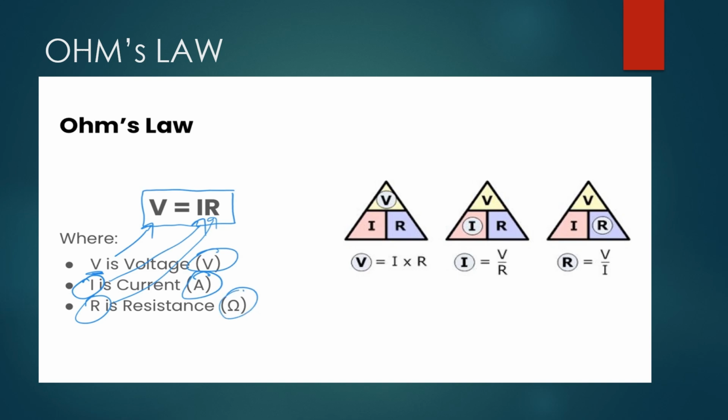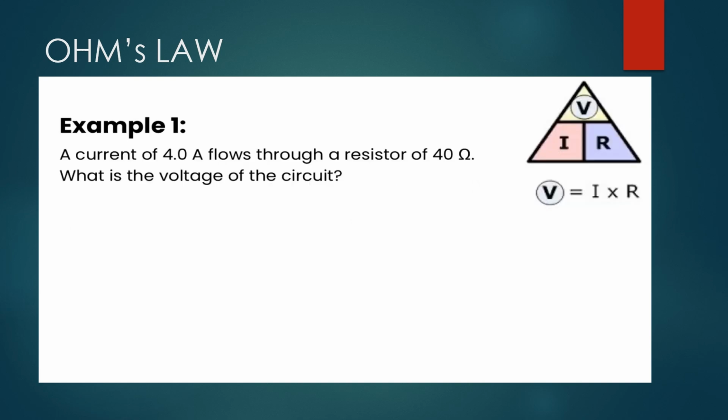If we have two out of these three variables, we can rearrange our equation to solve for the third one just from knowing two out of three of these. So you can have V equals I times R, or if we rearrange for I, we're going to have V over R. And if we rearrange for R, we'd have V over I. So let's take a look at how this works in a problem.